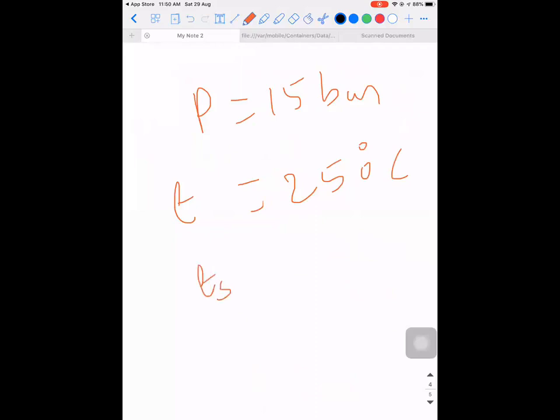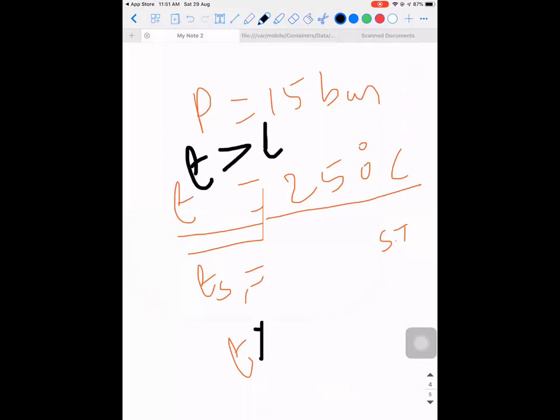Anyhow, Ts should be taken from the steam tables only. So whether it is a superheated steam or something else, how can you know? We can know whether it is superheated steam if the temperature T is greater than Ts. Then only we can say that it is called superheated steam. So first of all, let us check the saturation temperature.